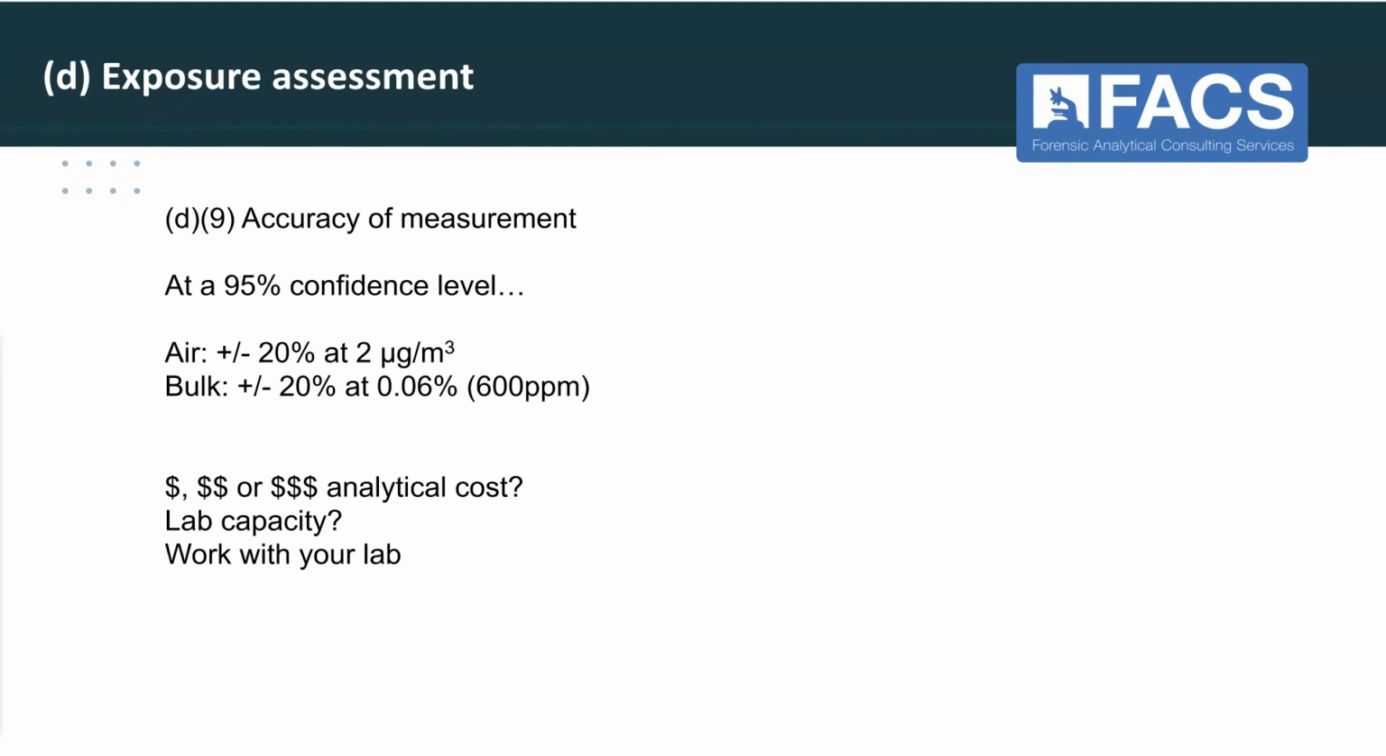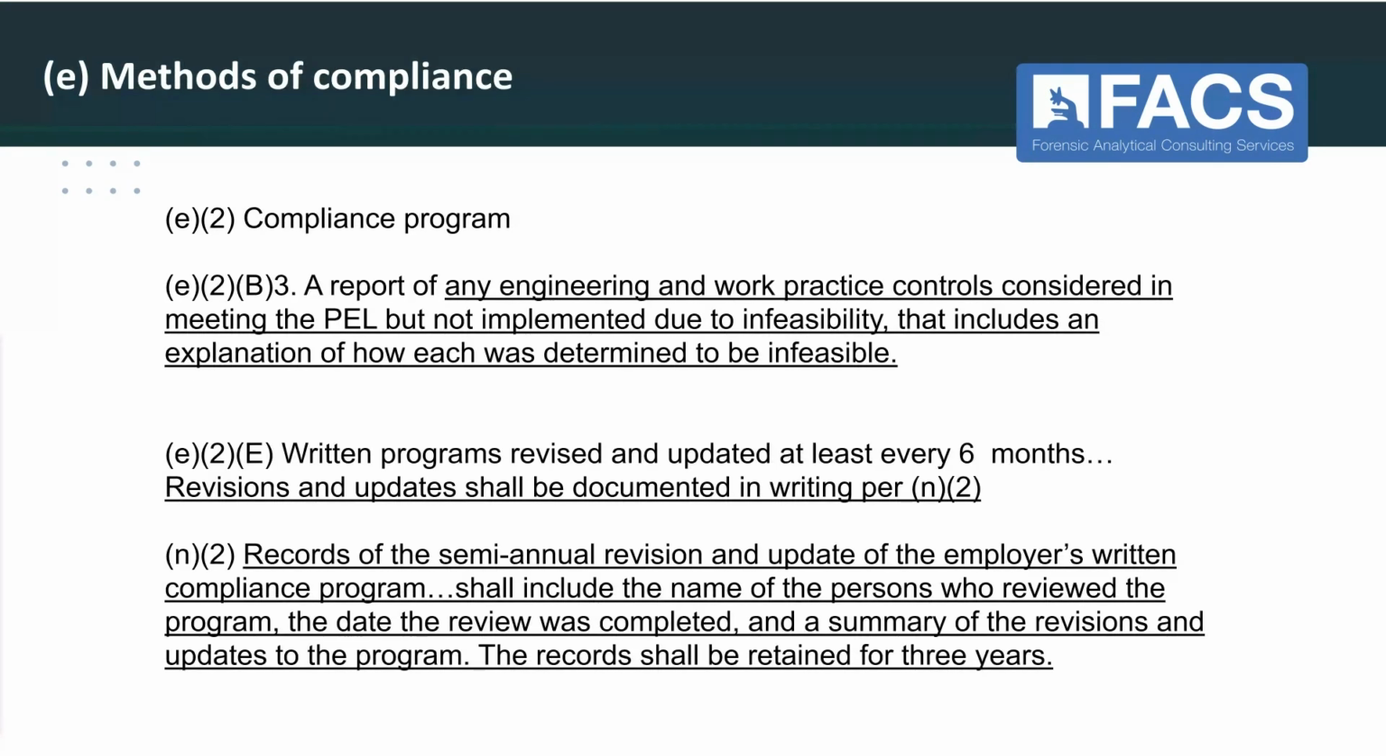Compliance programs. Anytime you've got exposure above the PEL, so if you're doing one of those trigger tasks or if you measure exposure above the PEL, you're required to have a written compliance program. And that's a pretty detailed document. Here's some of the language around it. You've got to talk about any engineering controls and work practices that you considered in meeting the PEL but didn't implement. So if you thought about using local exhaust ventilation but decided that wasn't feasible, you have to write that into your lead compliance program and explain why you determined that wasn't feasible. That program has to be updated every 6 months, and those updates have to be documented in writing. So you've got to pick that program back up every 6 months. You've got to keep records around how you did that update process and who did that.